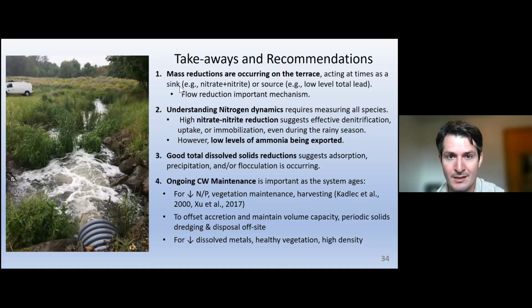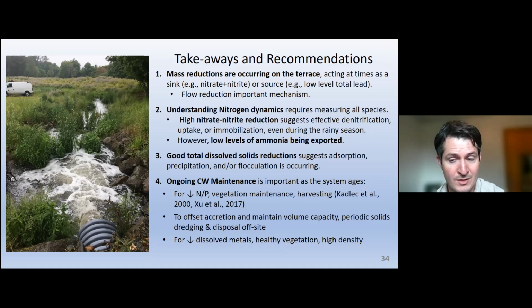So takeaways: mass-based reductions do occur on the terrace, but sometimes it acts as a sink for like nitrate, keeping it in the system, and other times as a source, such as letting lead leave, some low-level total lead. The flow reduction is an important mechanism. Understanding nitrogen dynamics is difficult. I did not measure all the species involved, but the data suggests that there's denitrification or uptake happening even during the rainiest season. But there is some more to learn about ammonia.